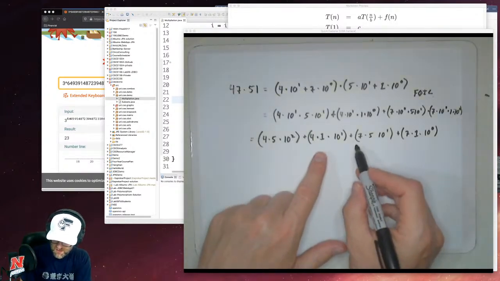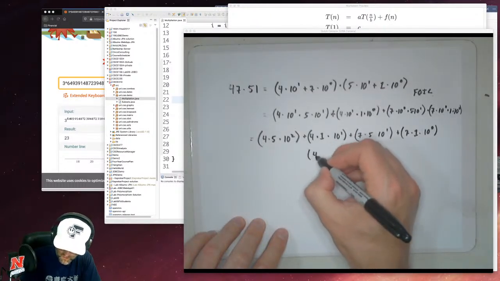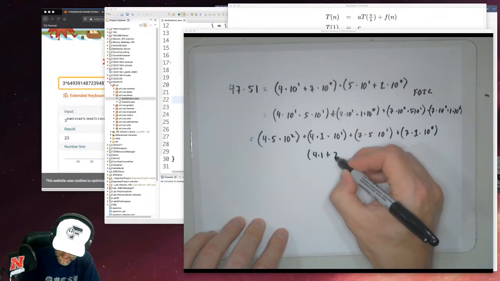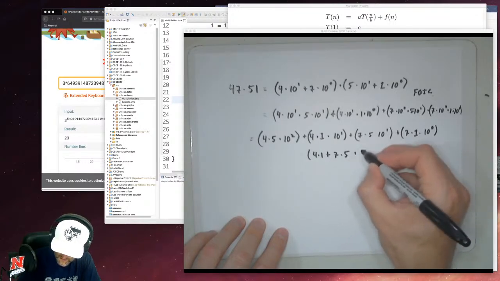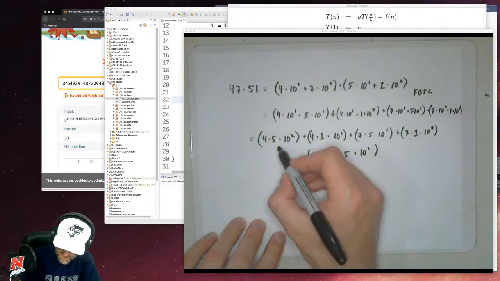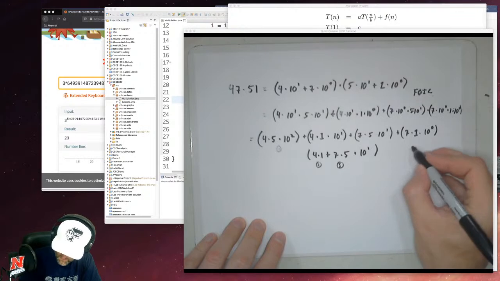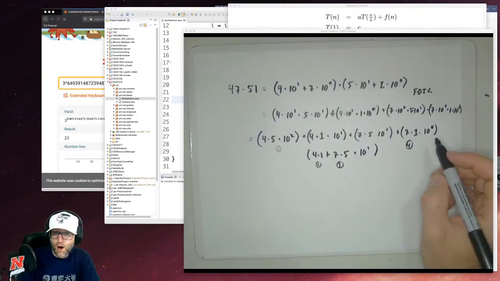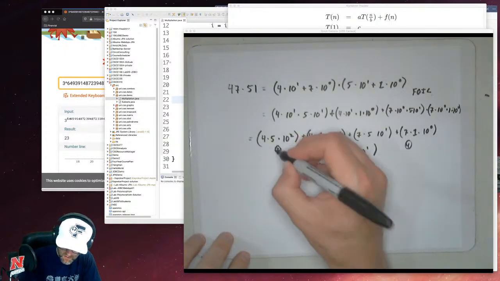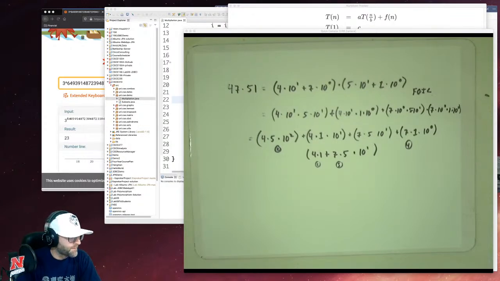And then we can actually combine these two. This is actually equal to 4 times 1 plus 7 times 5 times 10 to the first. There we go. So how many multiplications here? There's 1, 2, 3, 4 multiplications of single-digit numbers. Okay. That's basically the grade school method right there. Right? Can we do better?